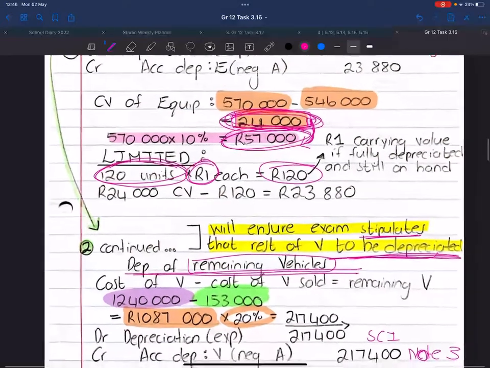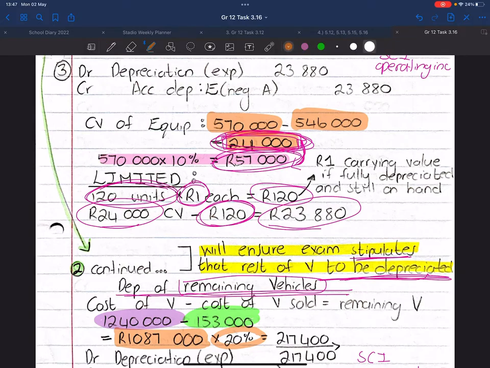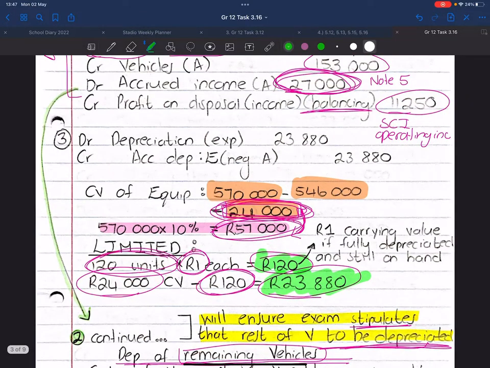So that means that the depreciation that we account for is the 24,000 rand carrying value minus the 120 rand, and we get 23,880. So that's the depreciation we're going to account for, because if we account for depreciation of 23,880, we end up with a carrying value of 120. So here's our depreciation journal for the equipment.